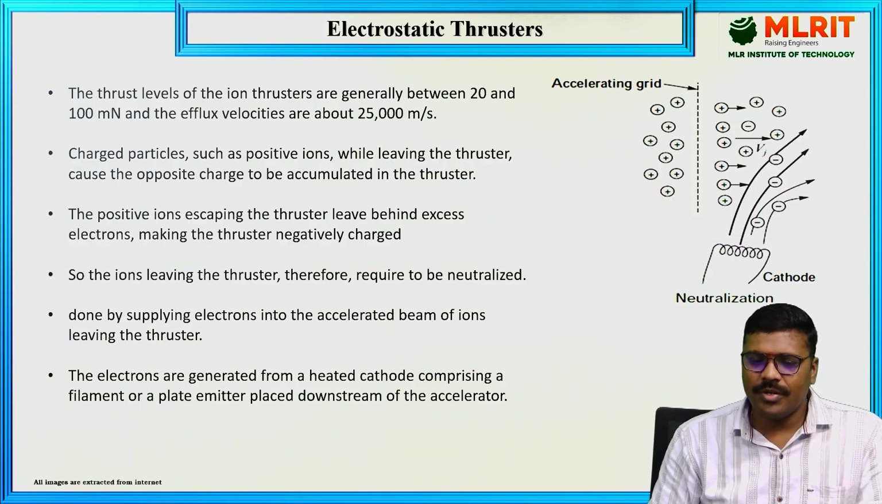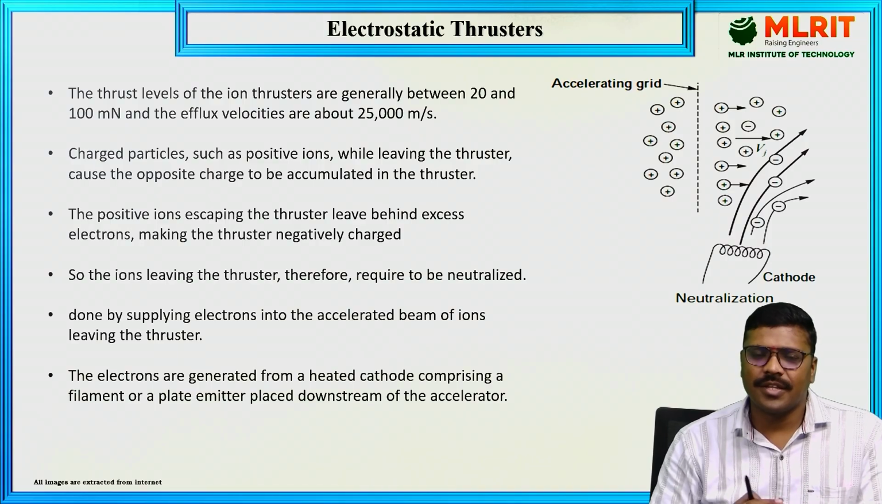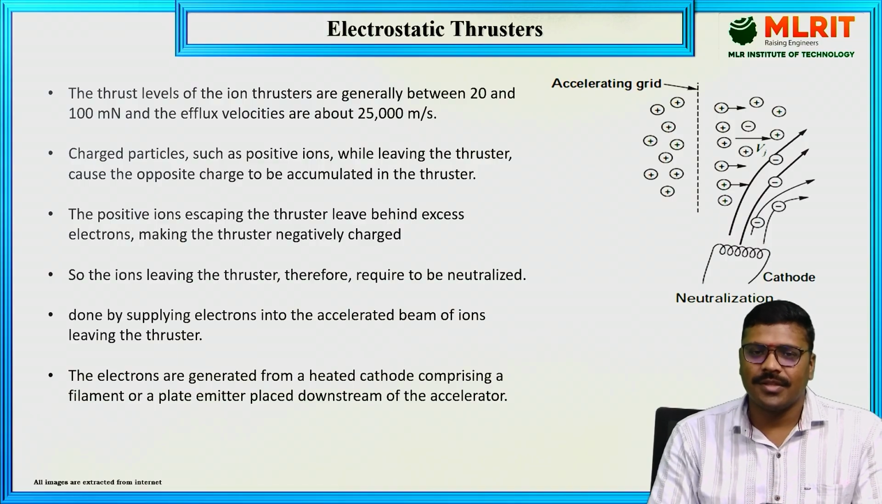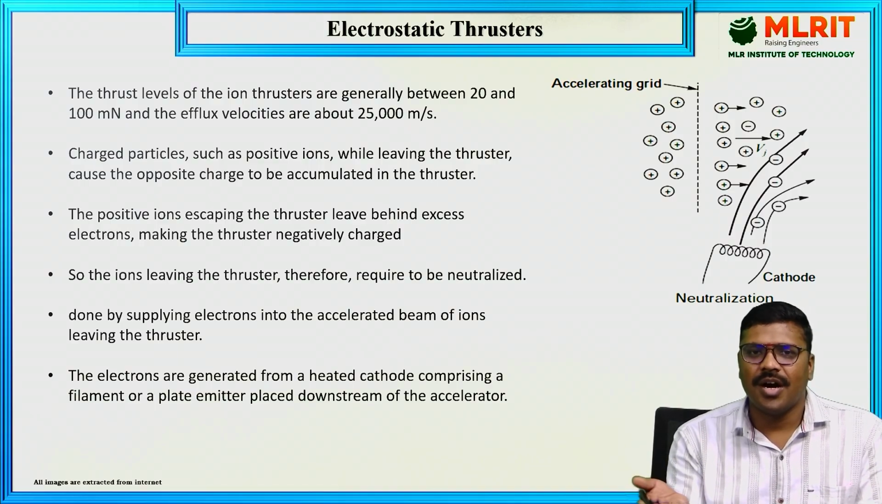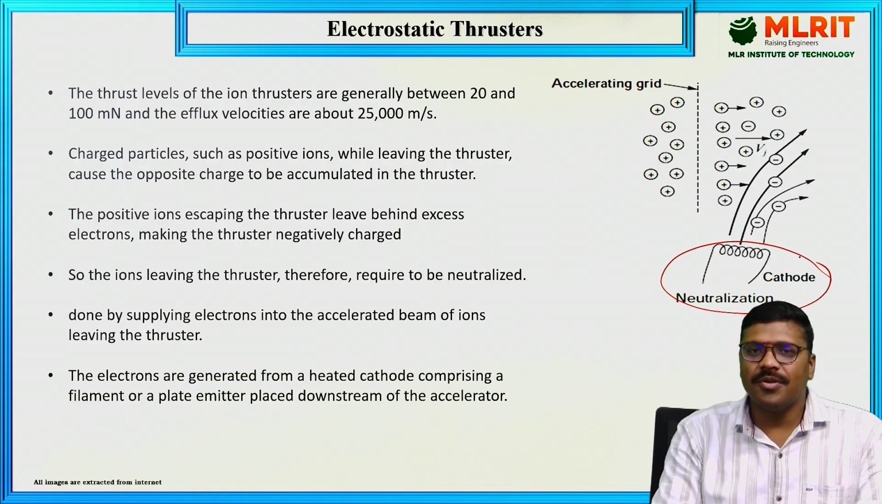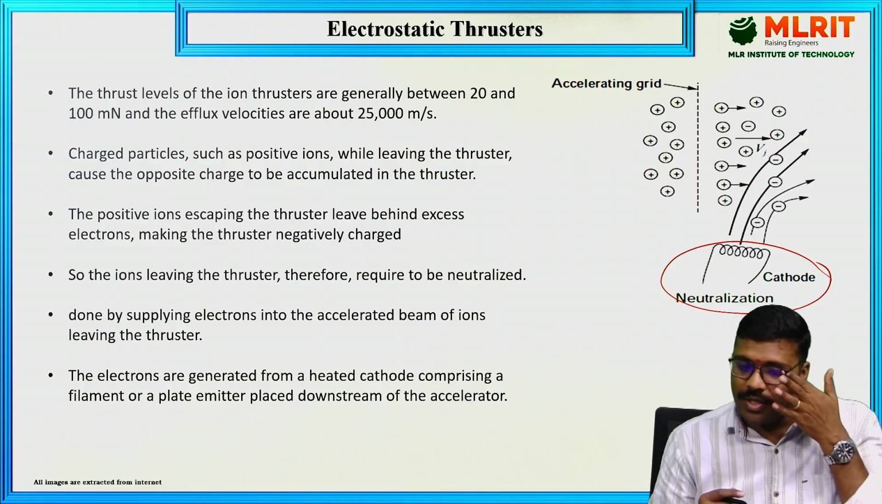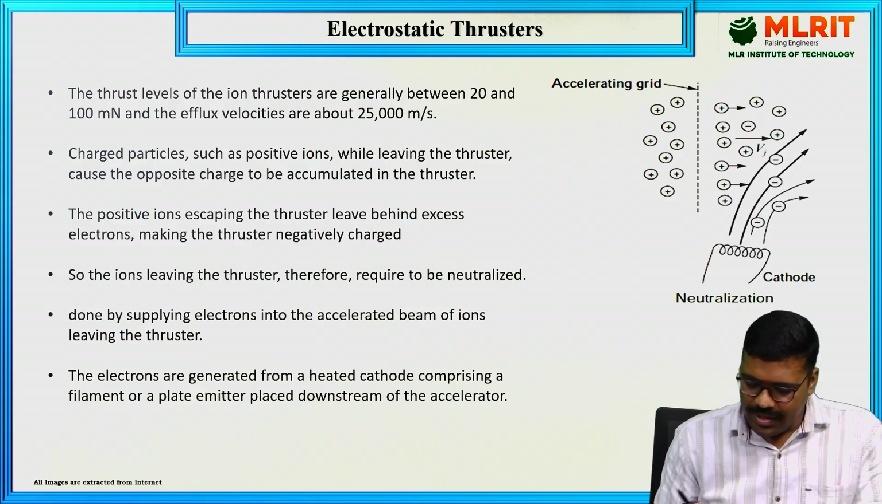So this is about the electrostatic thrusters. Ionization grid, extractor grid and acceleration grid: these three grids are the main parts of the electrostatic thruster. First the ionization process, after that extraction of the ions and accelerating them, and the final process is neutralization of the positive ions leaving the chamber. This is the working of the electrostatic thruster.